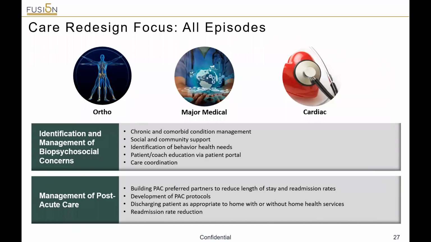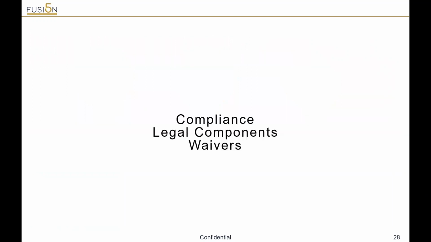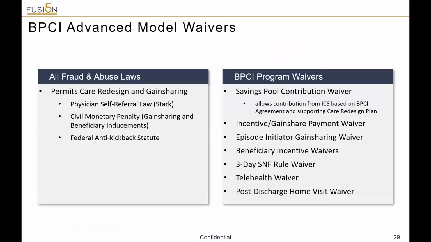It is extremely important, and one of the things Fusion 5 excels at is understanding and building post-acute care provider networks, preferred networks, and managing those networks so that you have buy-in from what those are. They're actually performing the same functions for the same reasons to maximize patient care. In order to do all of this, legal components are an important part.